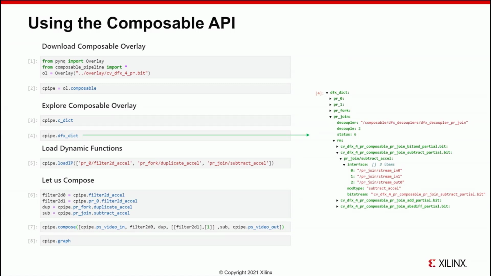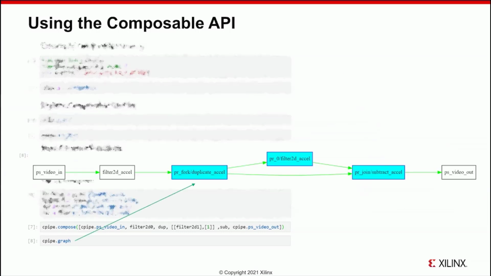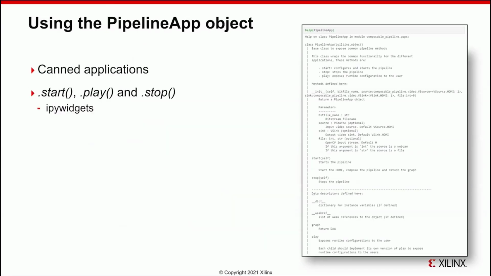Then you can load dynamic functions as shown in cell 5 using the load IP method, and in cell 6 you can see how you can grab handlers to the different functions. Then you can compose your overlay as shown in cell 7 using the compose method that takes a list, and in this list you specify the objects. And finally, you can visualize the pipeline using the graph method. This will show you the graph-based visualization, and in light blue you can see the dynamic functions.